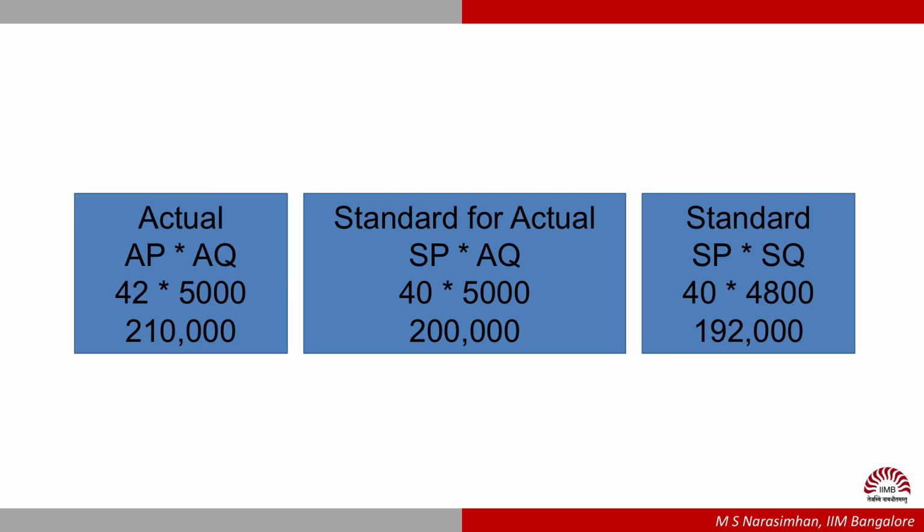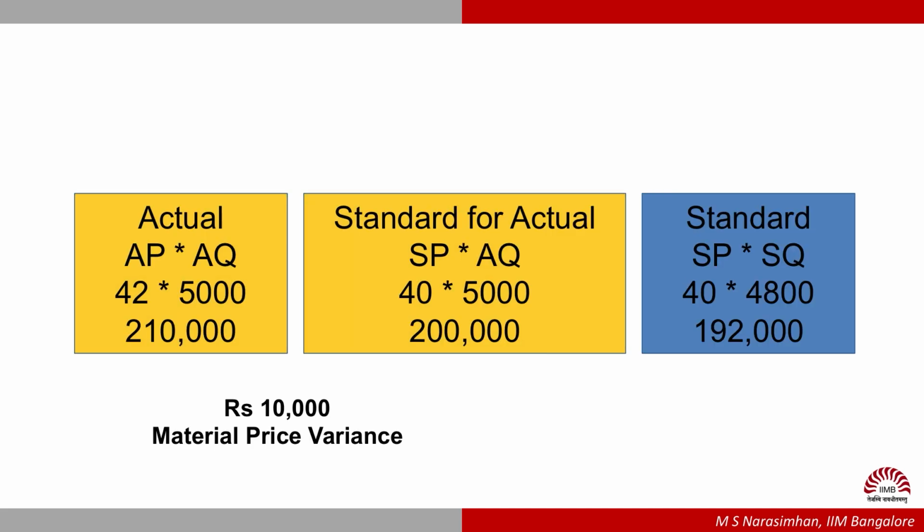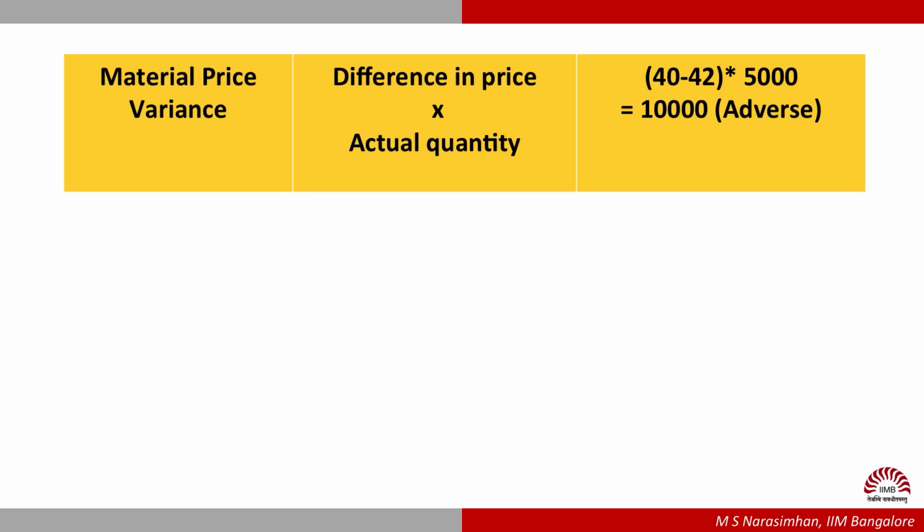Now we have three values. Actual cost of 2,10,000, this is on the one side. Standard cost for actual quantity value is 2 lakhs, that is the middle value, and then the standard cost of 1,92,000, that is the last value. The difference between the first two values is 10,000 and this is material price variance. It can also be computed differently, that is differences in the price times actual quantity. The difference in the price is rupees 2. We paid 42 rupees per kg instead of standard price of 40, therefore 2 rupee difference. Our actual quantity consumed is 5,000 kg and this gives us a value of 10,000 rupees and that is adverse.